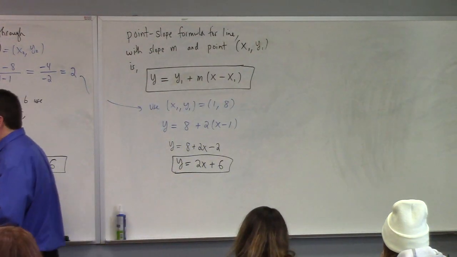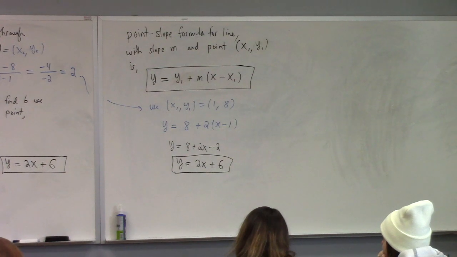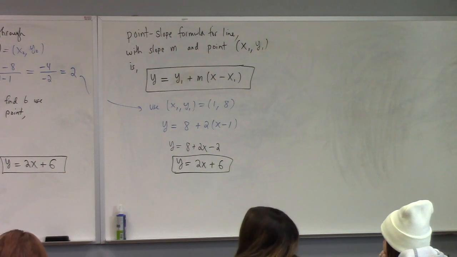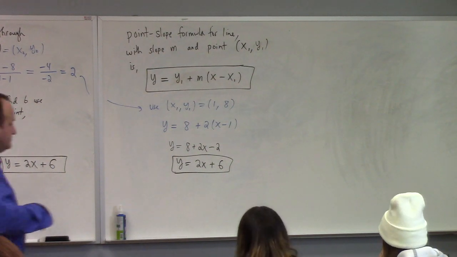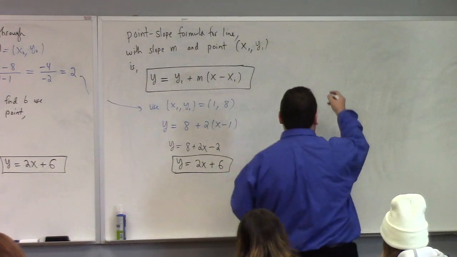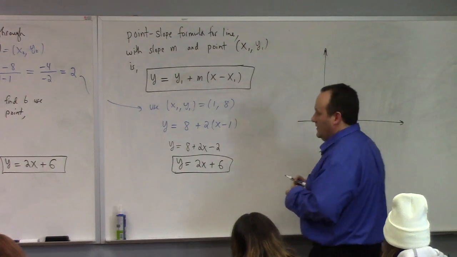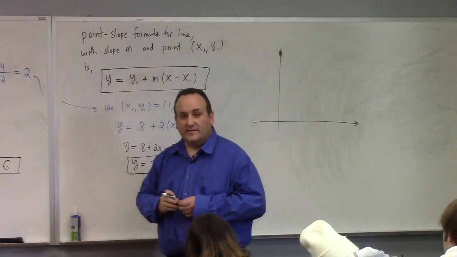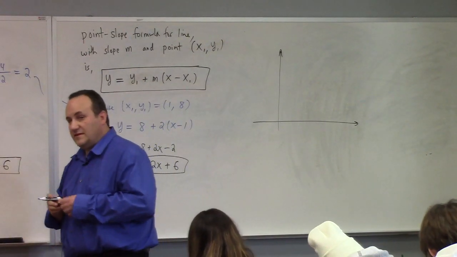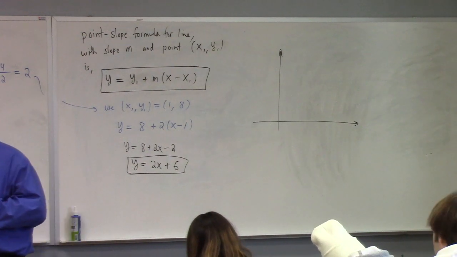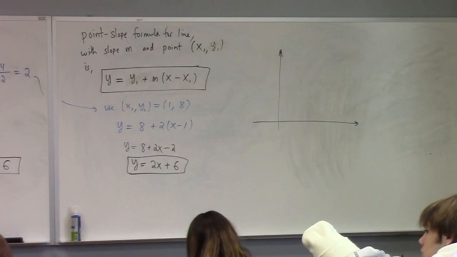Okay, so that's a quick crash course in how to find the equation for a line given some data. What does that line actually look like? If we were to graph it, how do we do that? The easiest way to graph a line is simply this: get a ruler and play connect the dots.